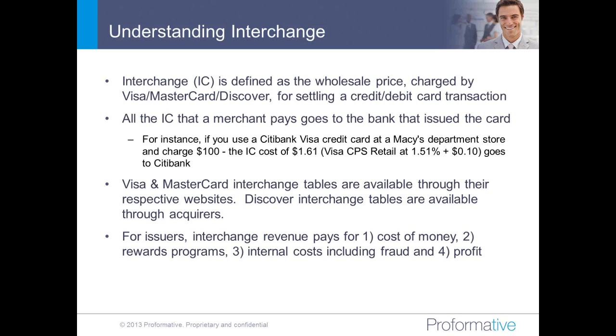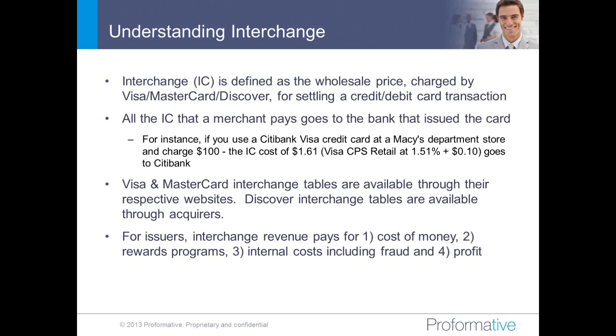All the interchange that you as merchants pay goes to the bank that issued that specific card. So for example, if you use a Citibank Visa credit card at a Macy's department store and you charge $100, the interchange rate of, let's say, CPS retail, which equates to $1.61 on a $100 transaction, goes to Citibank because they issued the credit card. You can find the latest interchange tables on Visa and MasterCard's websites. Discover doesn't publish it on their website, but you can get it through your acquirer or your ISO.